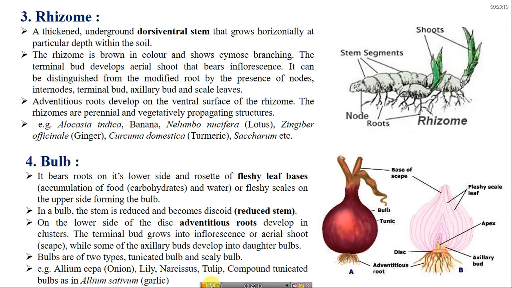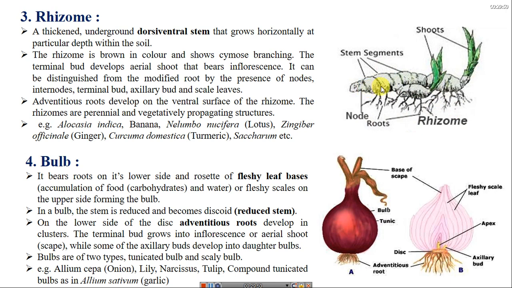Now the third type of underground stem is rhizome. These are thickened underground and dorsiventral stems that grow horizontally at a particular depth within the soil. Before we study rhizome, we must take the examples: Alocasia, banana, Nelumbo nucifera, that is lotus, Zingiber, Curcuma, that is turmeric, and Saccharum have these kinds of underground stems. So these are dorsiventral, horizontally growing underground stems. Okay, these are rhizomes.